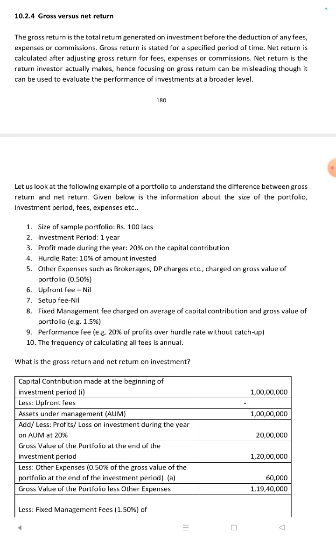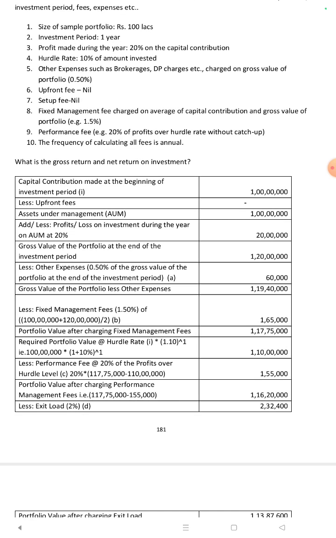Let us look at the following example of a portfolio to understand the difference between gross return and net return. Given below is the information about the size of the portfolio, investment period, fees and expenses. Size of the portfolio 100 lakhs, investment period 1 year, profit made during the year 20% of the capital contribution, hurdle rate 10% of amount invested, other expenses such as brokerage, DP charges, structure charged on gross value of portfolio, upfront fee, setup fee, fixed management fee charged on average of capital contribution and gross value of portfolio.